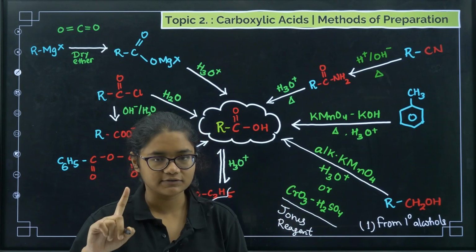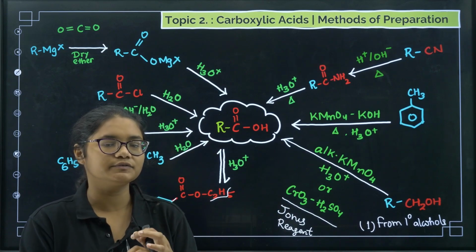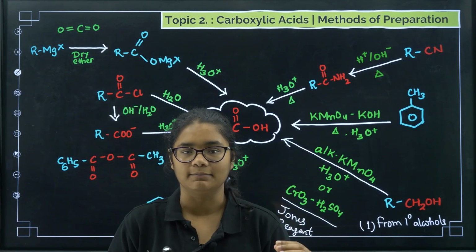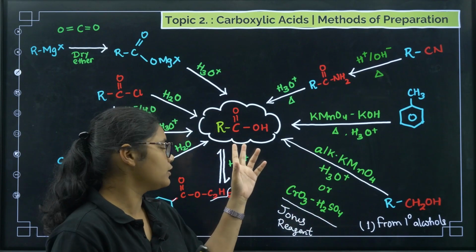Okay, so the first method was from primary alcohols. So you can use strong oxidizing agents like KMnO4, K2Cr2O7 or Jones reagent and can get your acid.